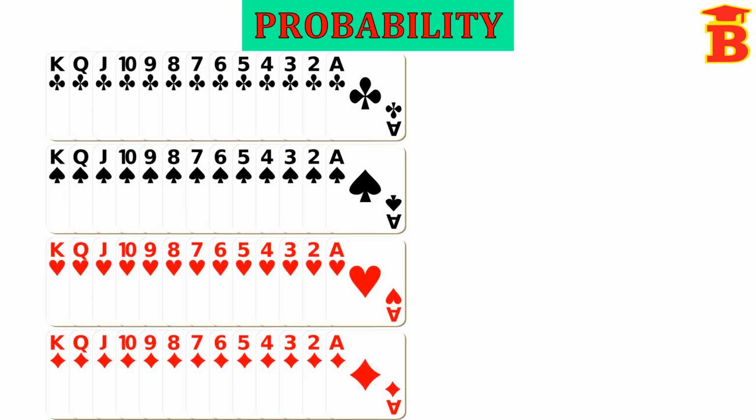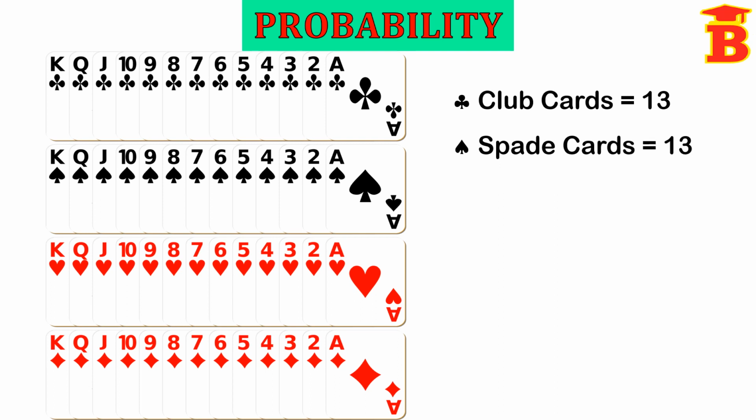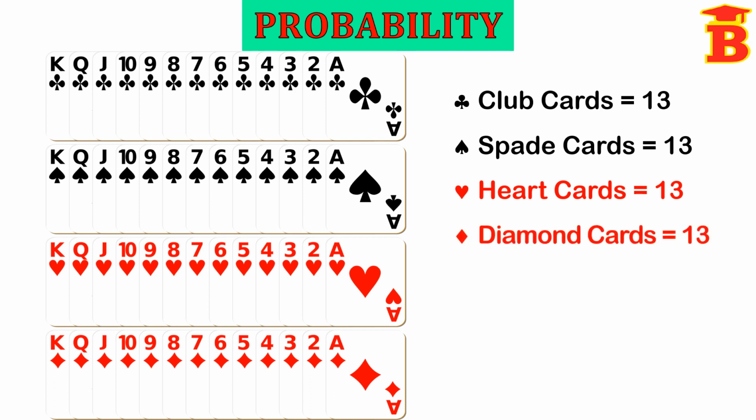Probability. Let us see the card problems. We know that there are four symbols in cards: club, spade, heart, diamond. There are 13 club cards. Similarly, there are 13 spade cards and 13 heart cards and 13 diamond cards. So the total number of cards is 52. And note that we don't count jokers, so we have to take total cards 52 only.